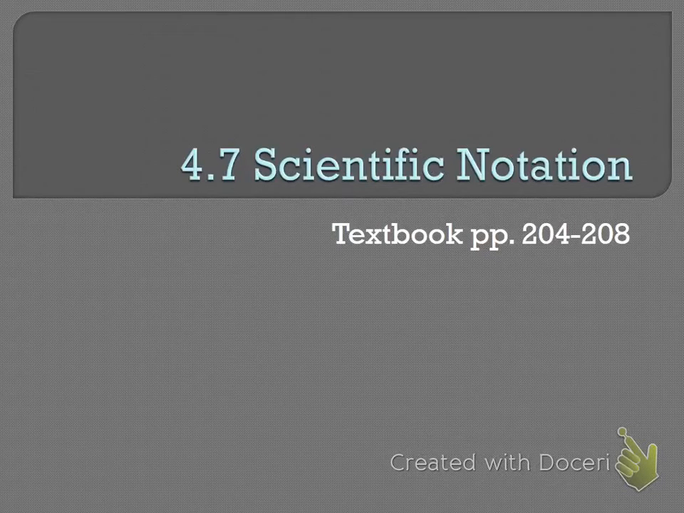All right, today we're in section 4.7, scientific notation. We're going to learn today how to write really big numbers in a shortened format and really small numbers in a shortened format. That's all scientific notation is. It's taking very large numbers and writing them in a shorter form.